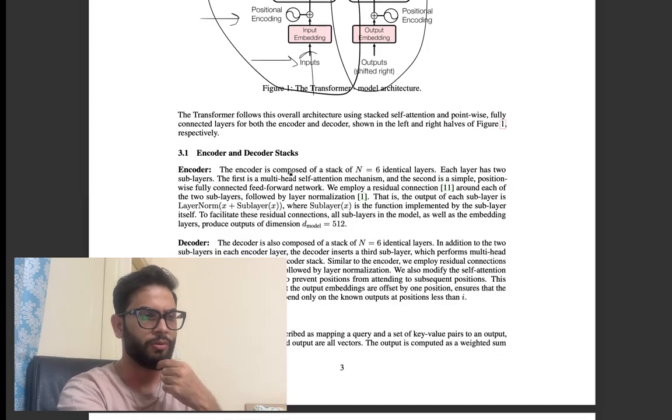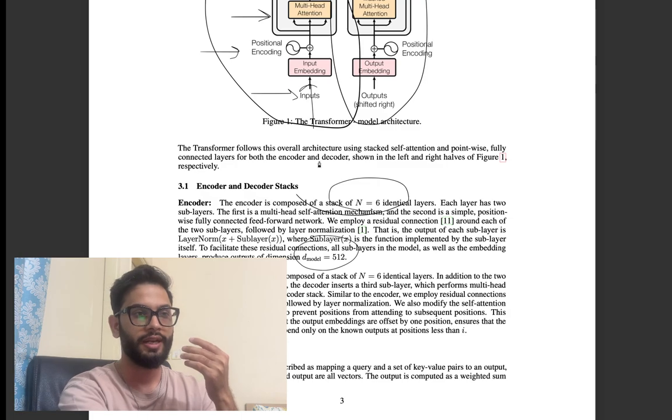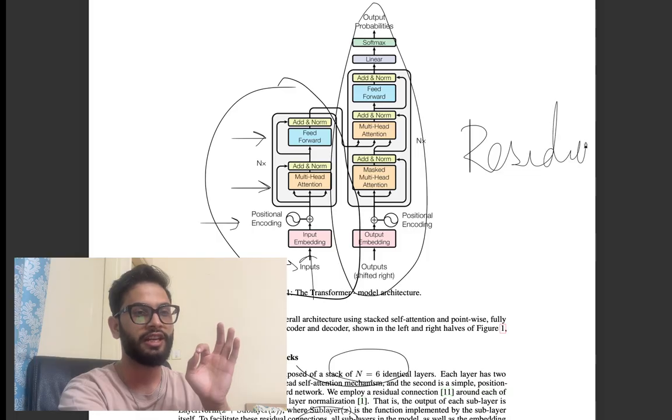So here I already talked about the encoder comprised of N equals 6 identical layers, and then d_model. What is d_model? d_model is basically the dimension of these embeddings. d_model is constant. Why? Because one very important thing in a transformer is residual connections. Don't forget. Every layer has a residual connection.